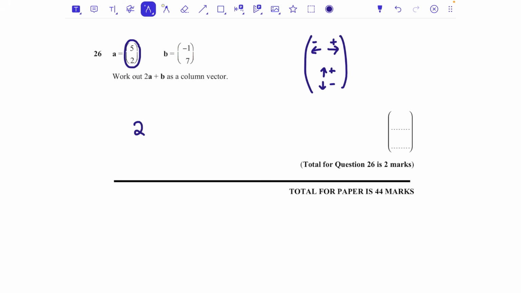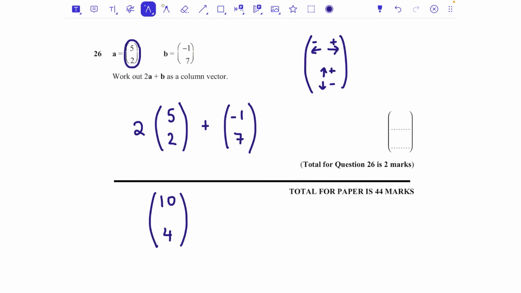If I want 2 A's, I need to go 5 right, 2 up, and then another 5 right and 2 up. So I need to double it. And then I need to add on -1, 7. Now, these are not fractions, so you can just add them. So 2 lots of 5, 2, that's going to be 10, 4. Instead of going 5 across and 2 up, I'm doing it twice, so I'm going 10 across and 4 up. And then I've got to add on -1 and 7. And so 10 add -1 is 9 to the right, because I'm going 10 right and then 1 left. And then 4 up and 7 up means I'm going 11 up overall. And that is your final answer.